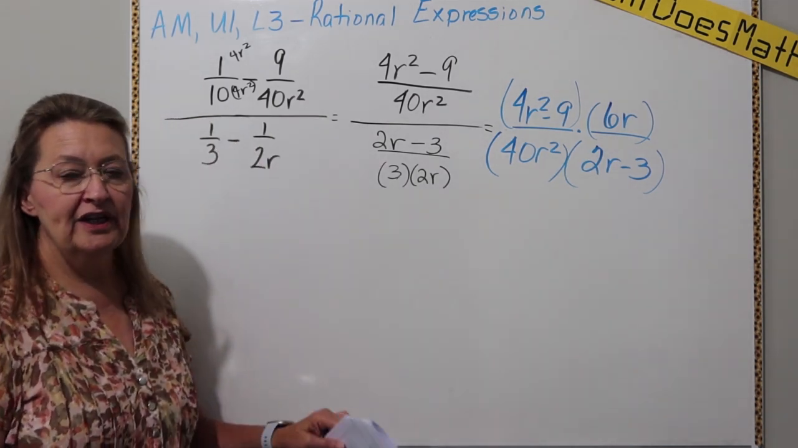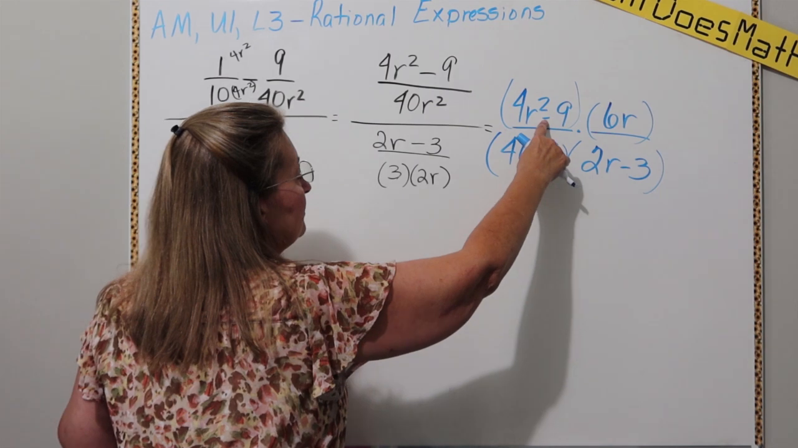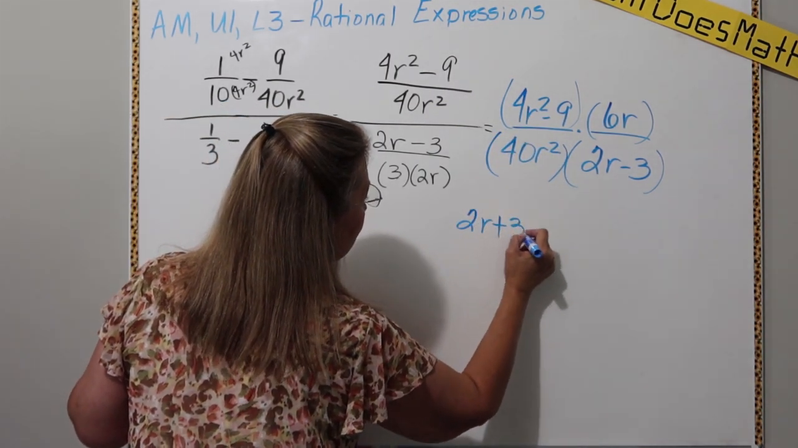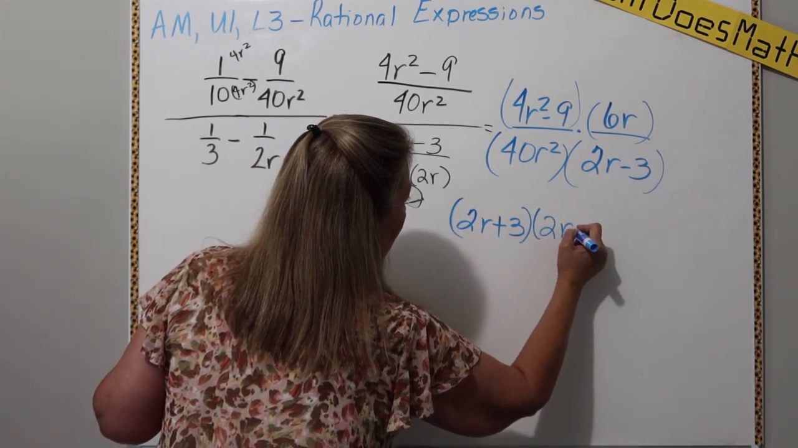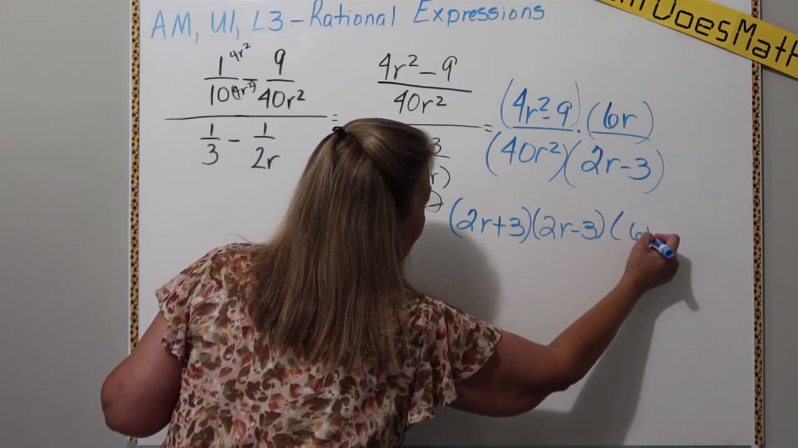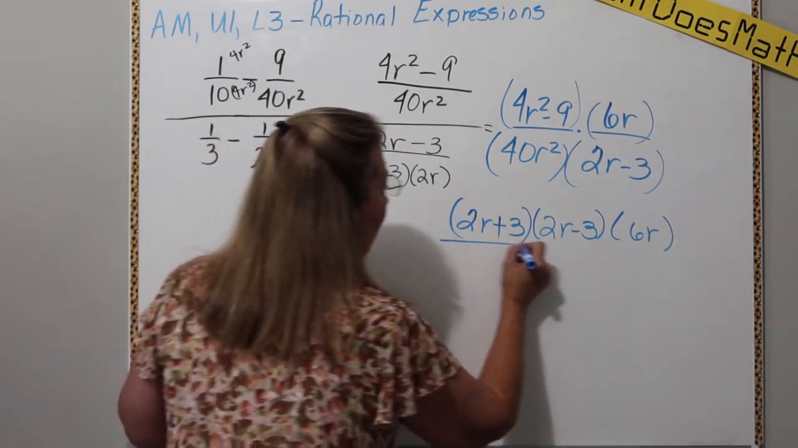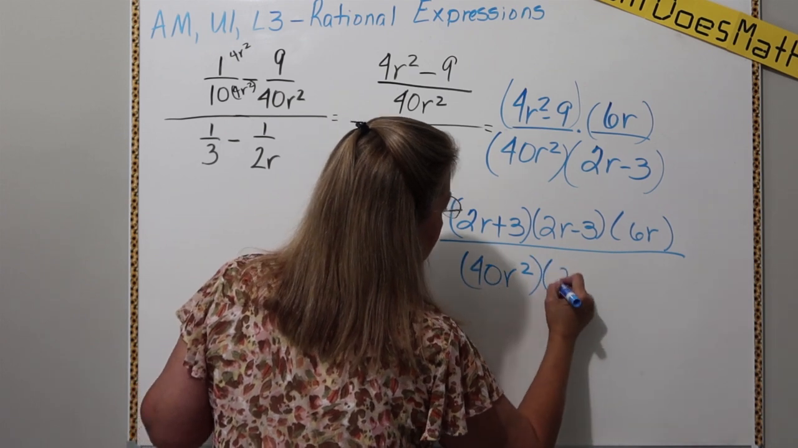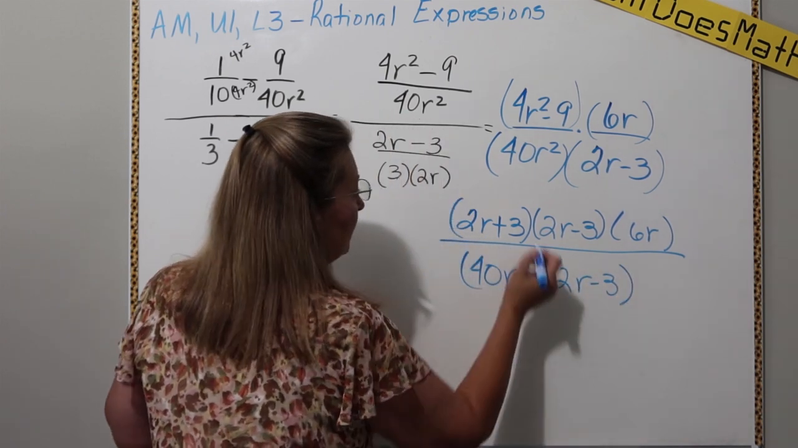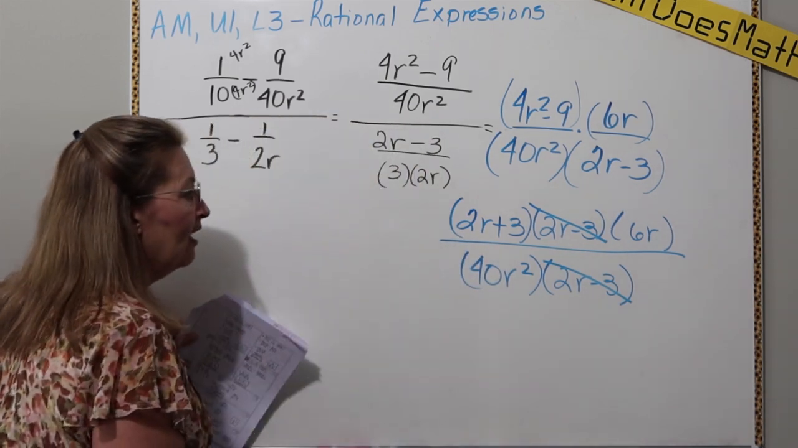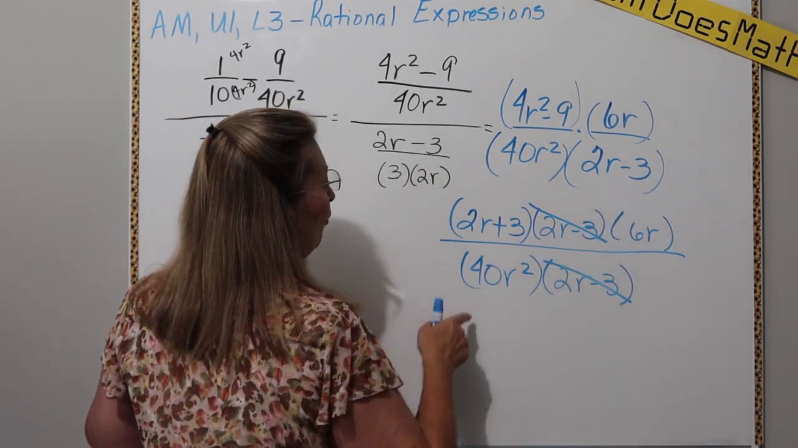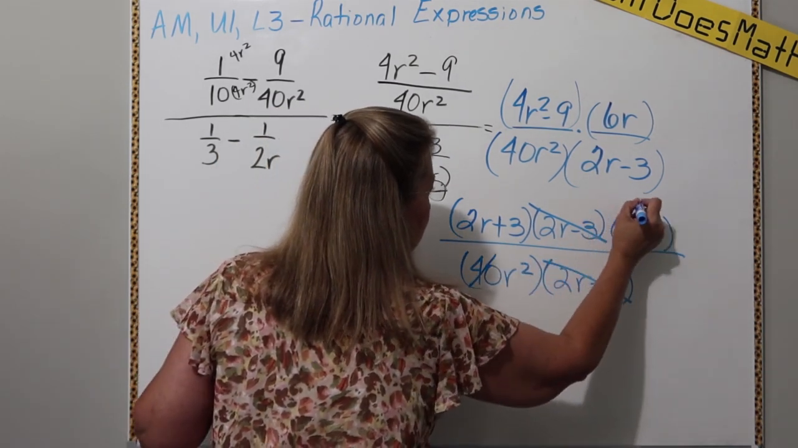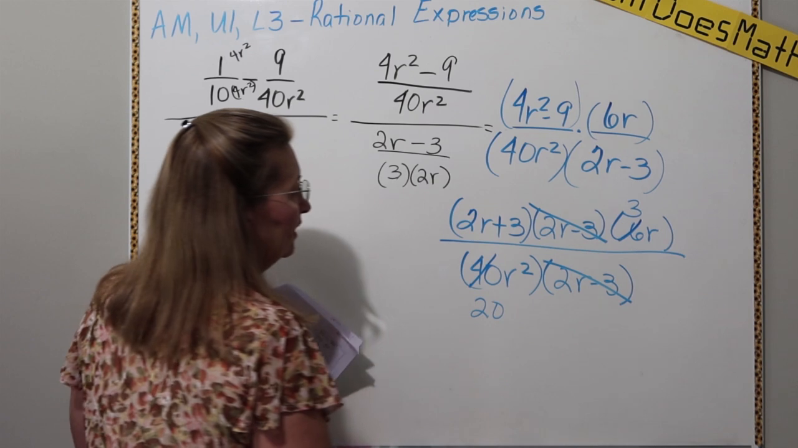First you have to factor anything you can. So look at this. This is a difference of 2 squares. So I can factor that as 2r plus 3, 2r minus 3, and then I've got that 6r. Down here on the bottom, nothing will factor. It's just going to stay like it is. Okay. Your 2r minus 3's cancel out. Now, what about the 6 and the 40? All right, what will go into both of those? 2 will. So this would reduce to 3 up here and 20 down here.